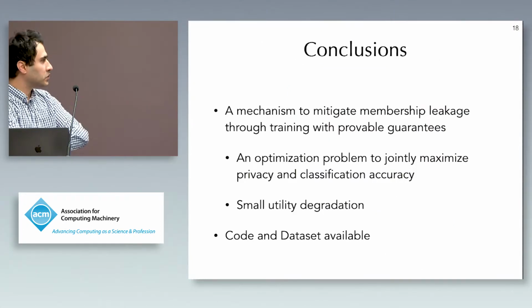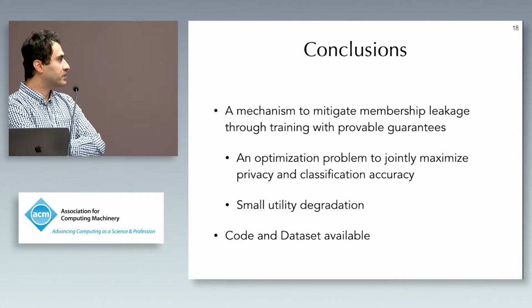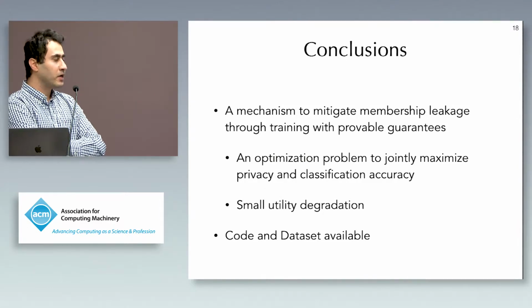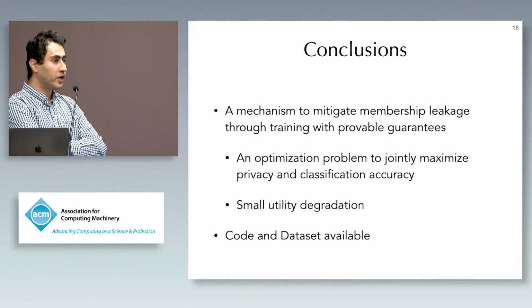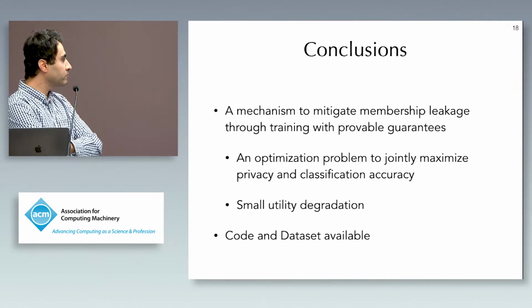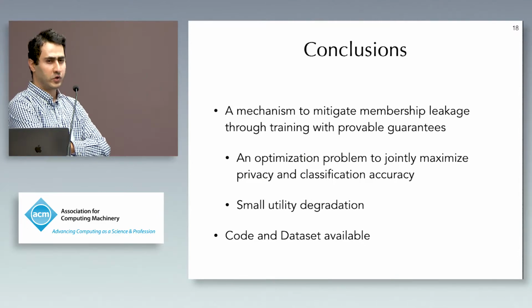All right, so to conclude this paper, we have designed a mechanism to prevent leakage of membership from the training sets. And we've done this by solving an optimization problem that tries to find the best utility of the machine learning algorithm for the strongest attacker for a target privacy level. And we've shown that we can achieve good privacy with little degradation in the utility of your application.